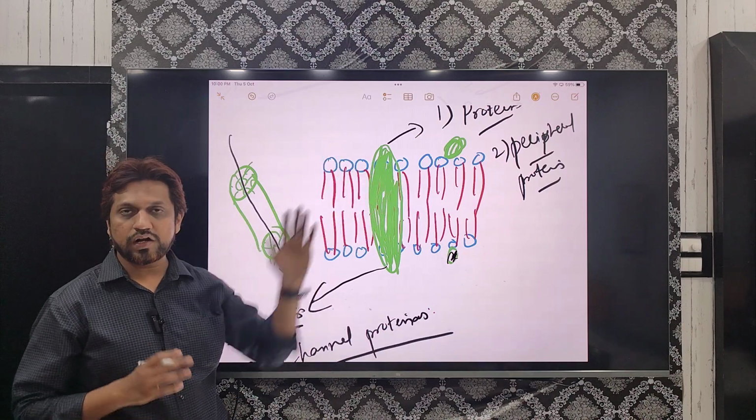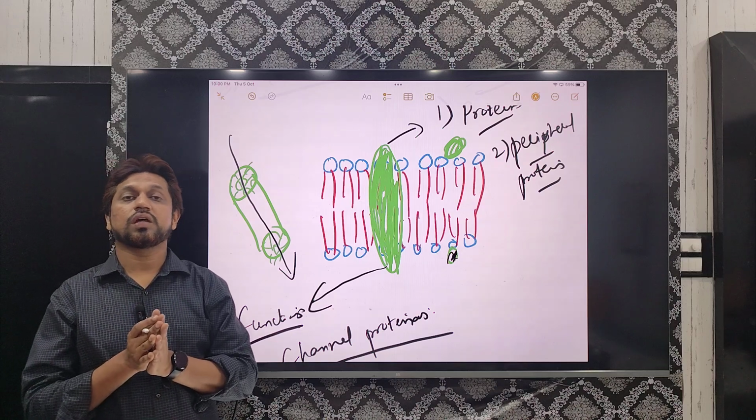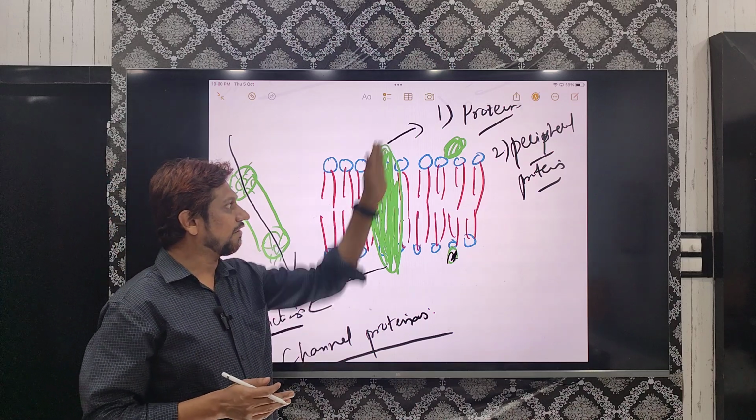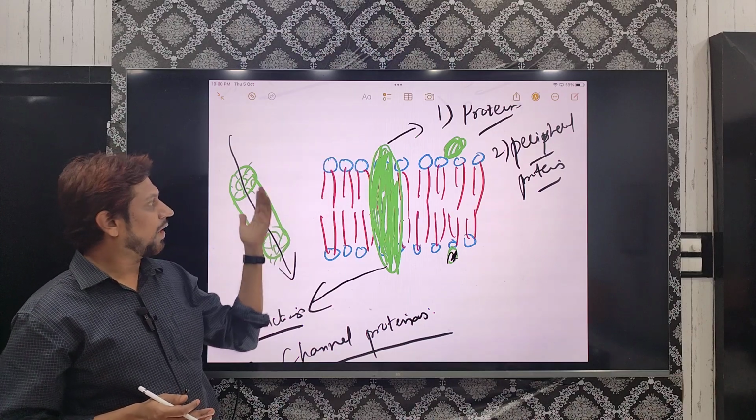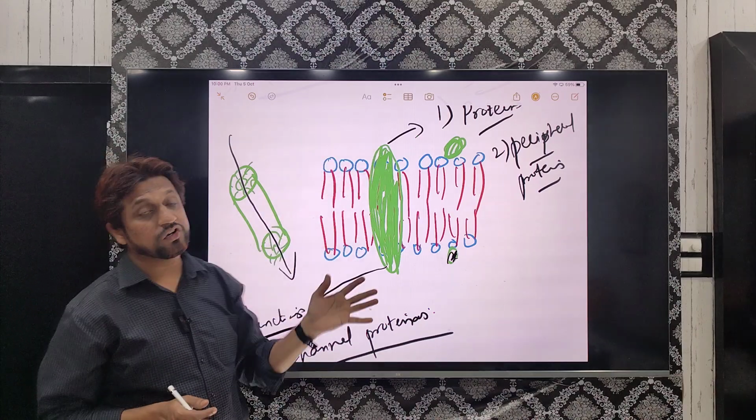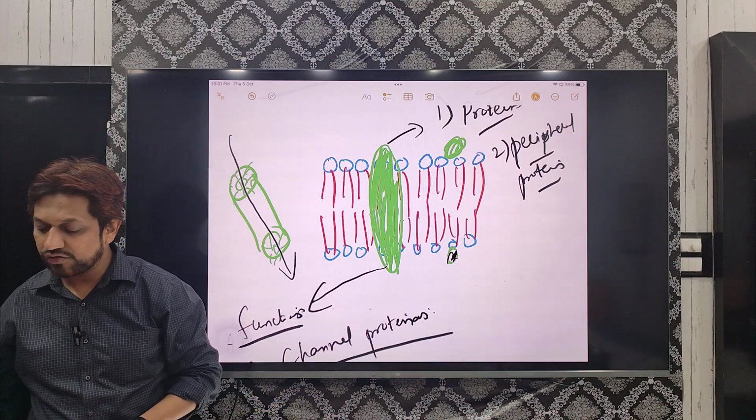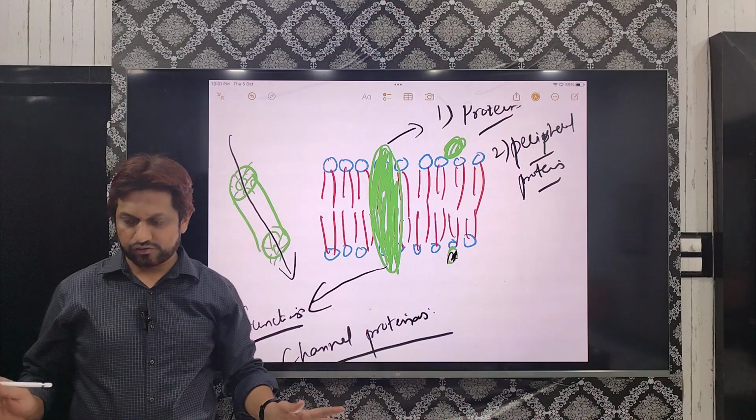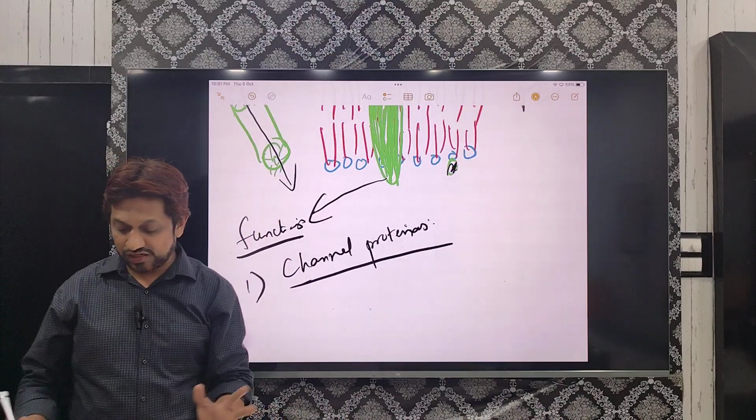As we have already discussed, this is a lipid bilayer which allows only lipid substances, not aqueous substances. Some water soluble substances can pass through it, and this type of transport is known as carrier mediated, or facilitated diffusion, or even active transport, against the concentration gradient. So channel proteins act as channels.